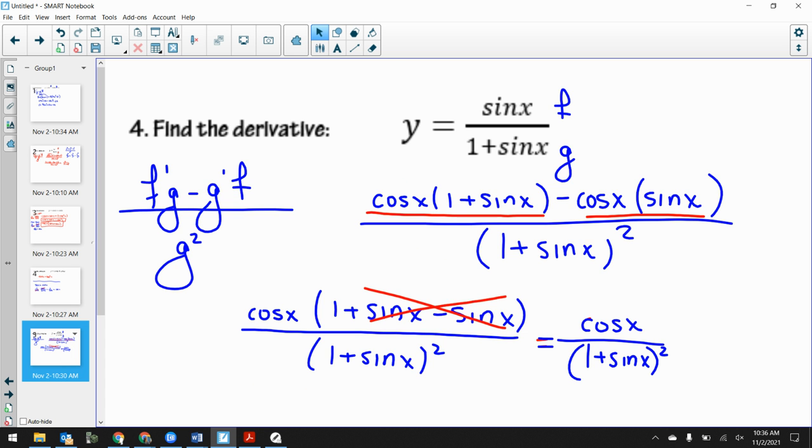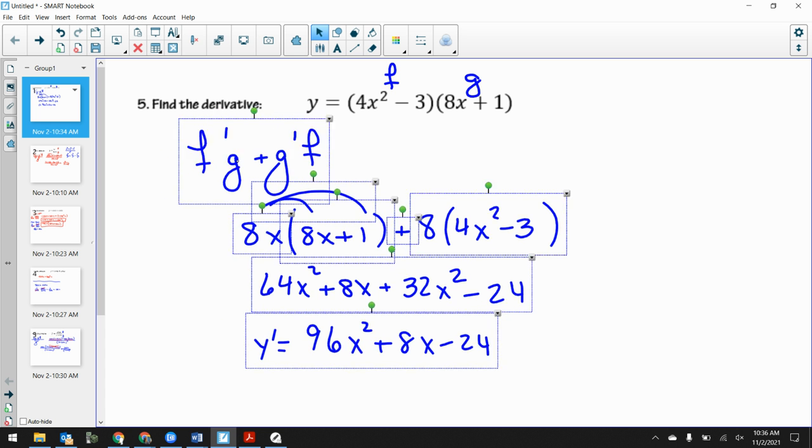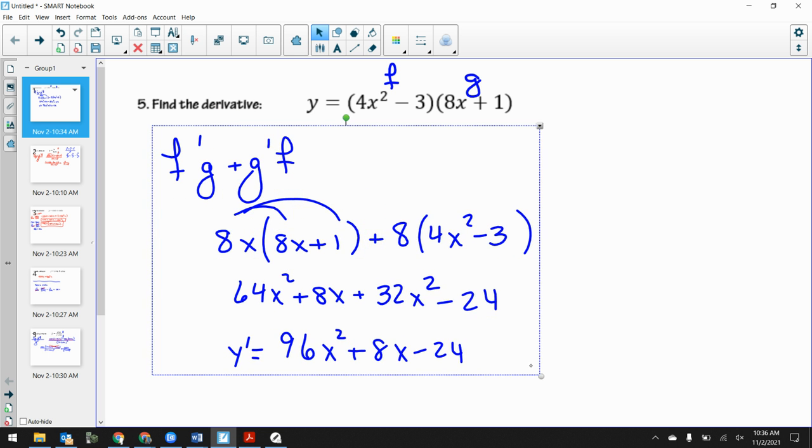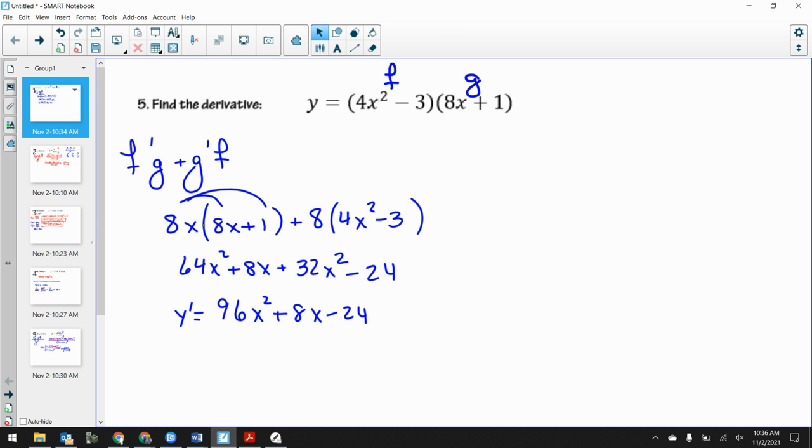Whoa, where'd you go? Where'd you go? There it is. Okay. Make you a little bit smaller. Move you over a little bit.